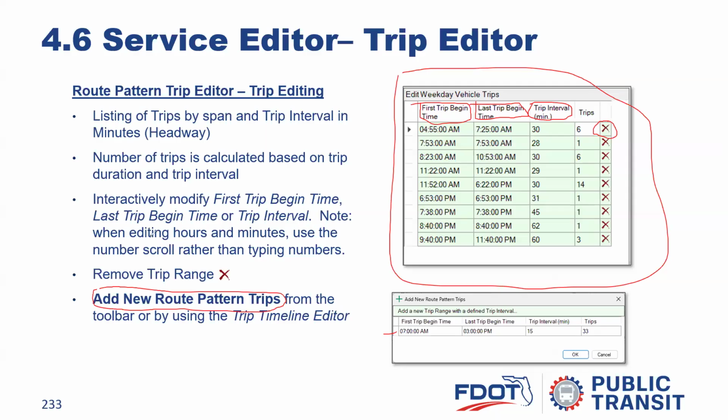I will note that when editing the hours and minutes, use the number scroll rather than typing numbers. So these individual times, the 0, 4, and 55, there's a little scroll that comes up when you start editing it. Just use the scroll. It just gets a little finicky if you try to type in numbers. Okay, let's move on.